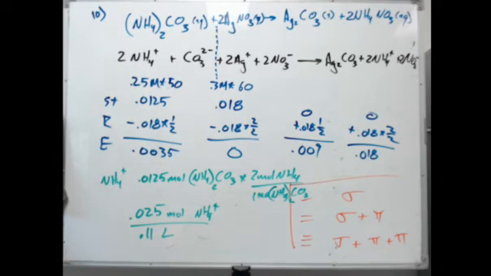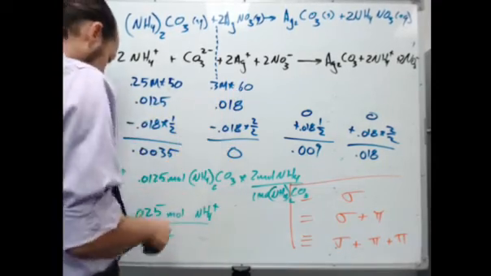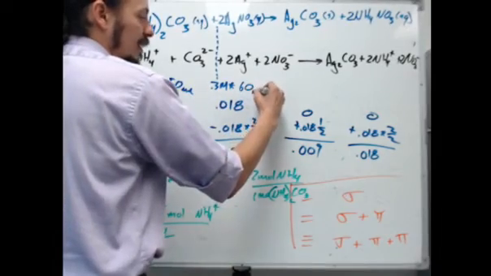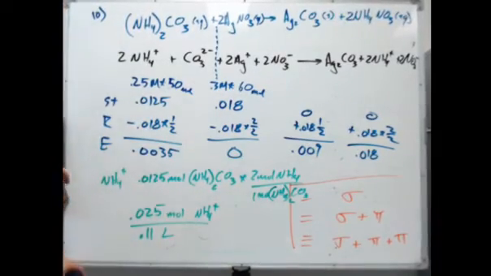Why did you get the liters again? Where did you get that from? 50 milliliters plus 60 milliliters. Right, and when we're doing concentration, we need the total volume of the solution. So we're going to do 50 plus 60 is 110 milliliters, and divide by 1,000 to get 0.11 liters.